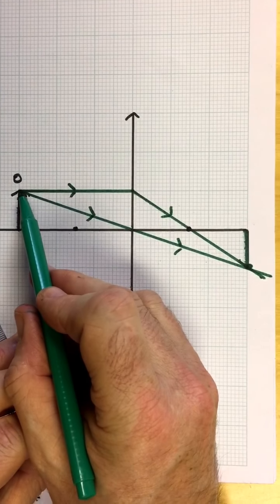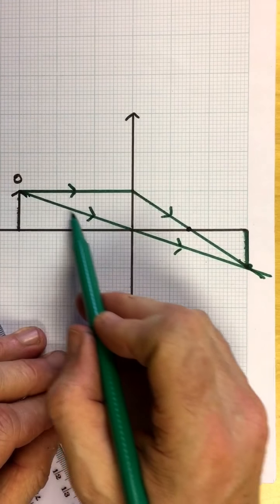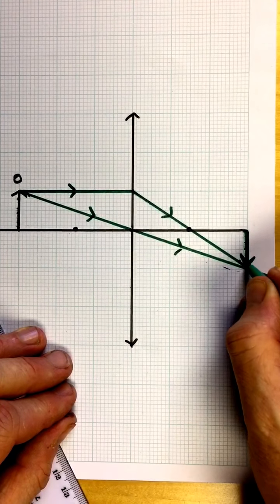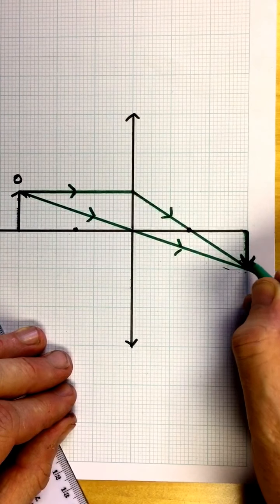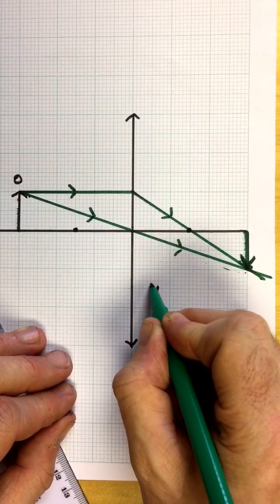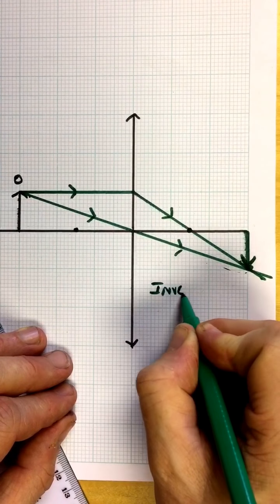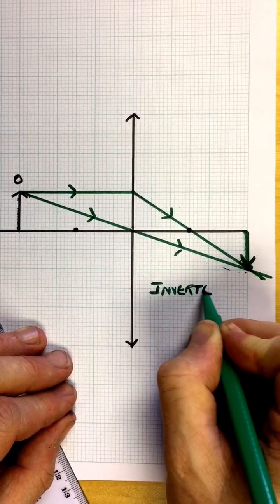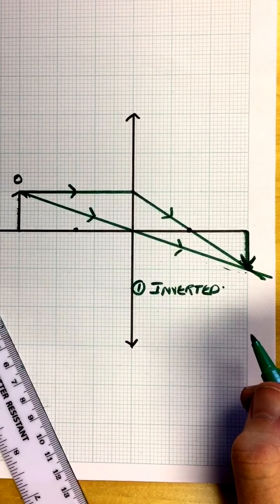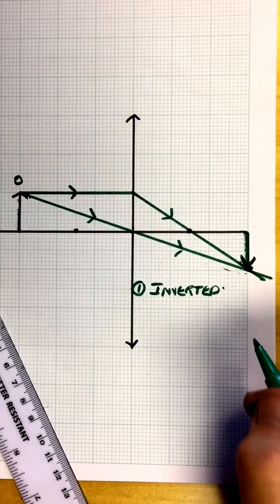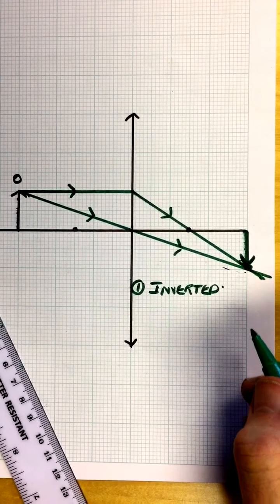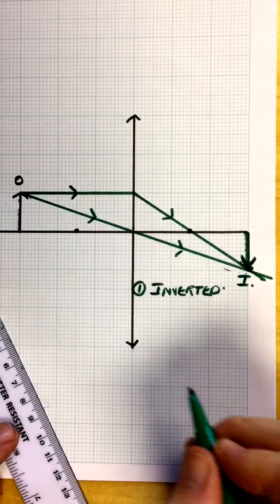Now the interesting thing to note is that this is the top of the object, and if we look at where this image is formed, the top of the image now is the other way around. We say that it has been inverted. It's the first thing we can say. It's upside down. So if you look at an object using a magnifying glass, when it's outside of its focal range, you will see that the image is always upside down. So we have an inverted image.